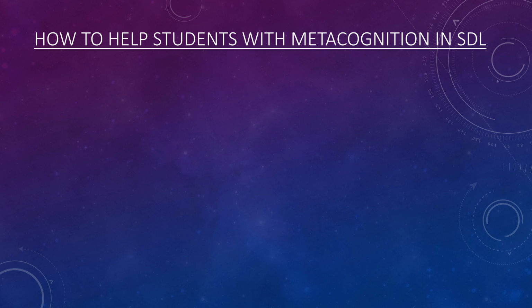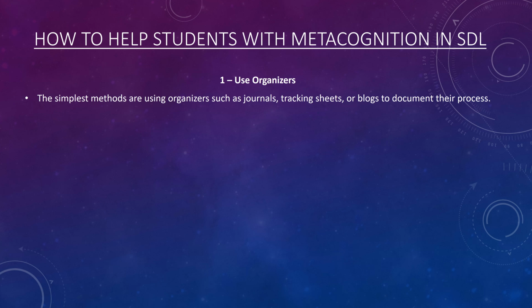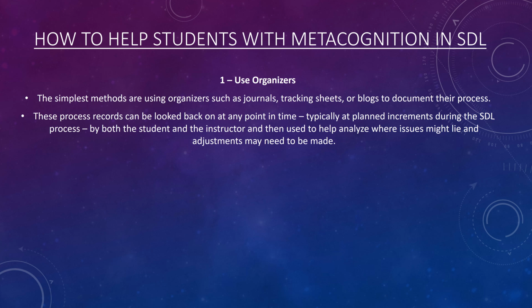Here's how you can help students with metacognition in self-directed learning. First, use organizers. The simplest methods are using organizers such as journals, tracking sheets, or blogs to document their process. These process records can be looked back on at any point in time, typically at planned increments during the self-directed learning process by both the student and the instructor, and then used to help analyze where issues might lie and adjustments may need to be made.